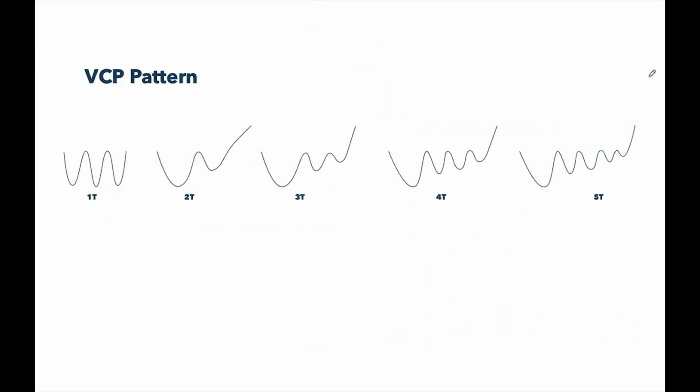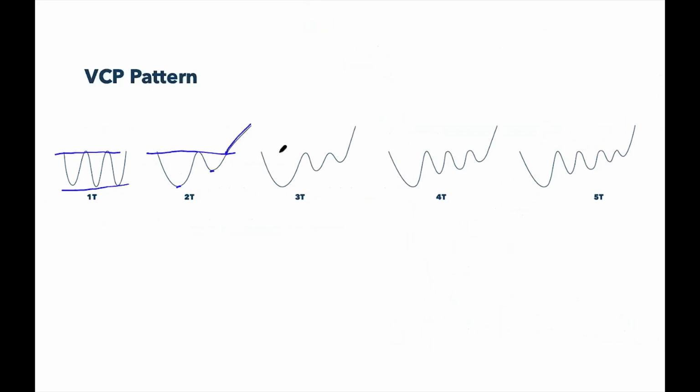So these are a few examples of the VCP pattern. One standard 1T pattern is almost a range like this. It is just creating this range, coming back, going up, coming back, something like this. Whereas in the 2T pattern, if you notice here, the first T has a lower low and the second one has a higher low, and after that, of course, it gives a breakout.